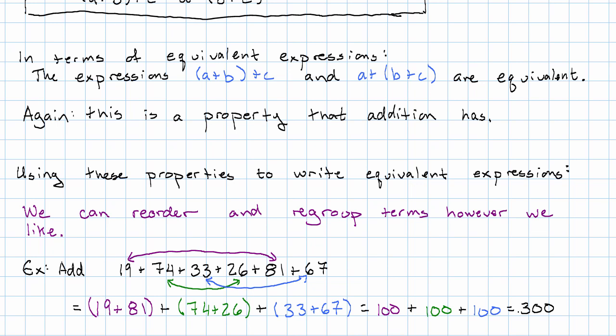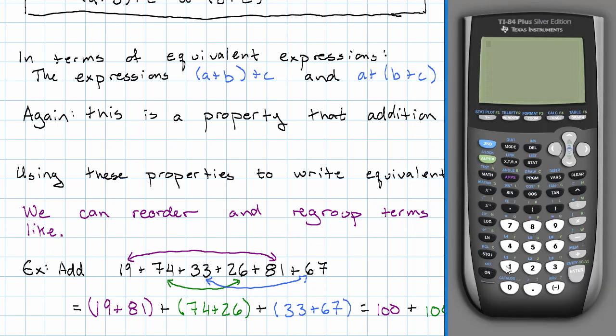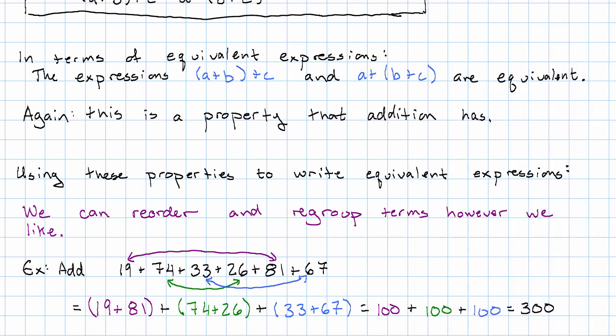Just to check that that really worked out, if I actually were to add up that list of 6 numbers on the calculator, that really does add up to 300. But I wouldn't want to add those up by writing them in a big column and adding them. Again, this is kind of a trick. What we're really going to use this for is as a way of getting equivalent expressions. But this trick gives us a good way to see what's going on, and a good way to practice using these properties.